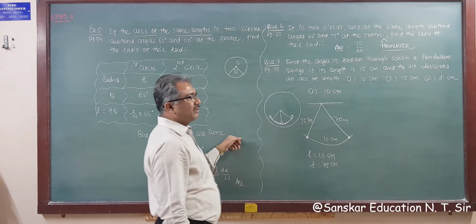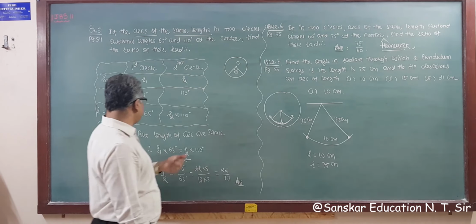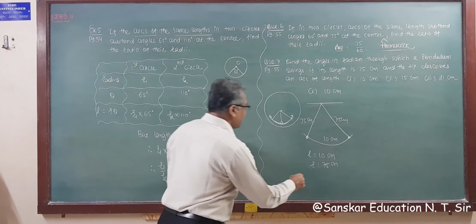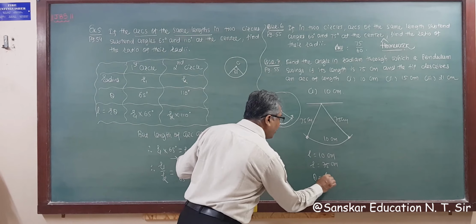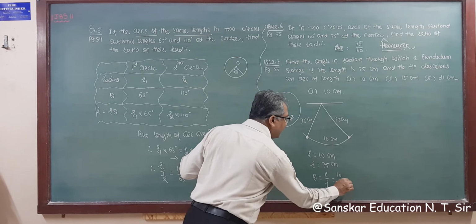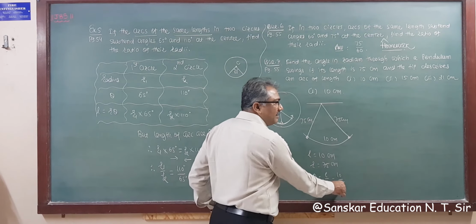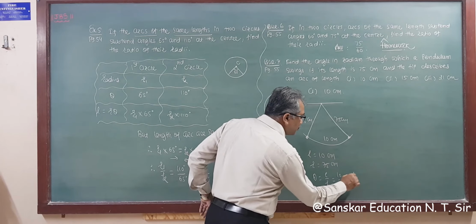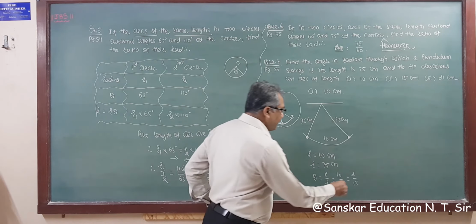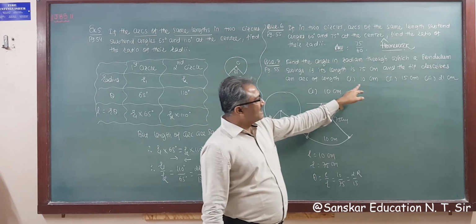So you have to find the angle. Find the angle means theta, and the formula for theta is L upon R. So what is L? 10 upon 75. 10 upon 75, so 5 twos are 10 and 15 fives are 75. So theta is 2 divided by 15 radian. This is your answer for 10 centimeter.